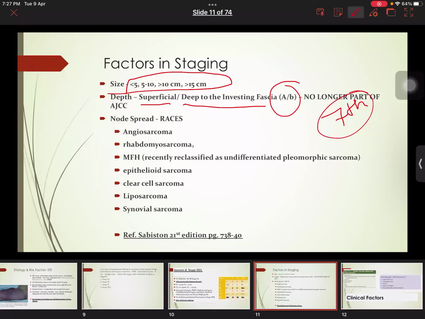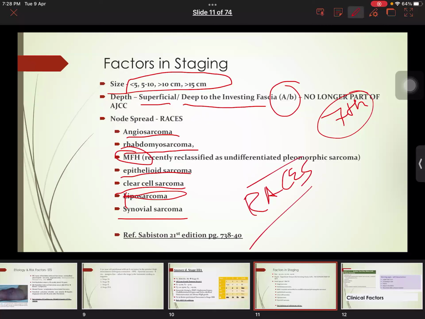As I already said, these are the nodal spread sarcomas. R is for rhabdomyosarcoma. A is for angiosarcoma and alveolar soft part sarcoma. C is for clear cell sarcoma. E is for epithelioid sarcomas. Then you have the synovial sarcoma. Lipo and MFH are also sometimes considered high risk for nodal metastasis, but usually the traditional acronym stands for only RACES: rhabdomyosarcoma, angiosarcoma, alveolar soft part sarcoma, clear cell sarcoma, epithelioid sarcomas, and synovial sarcomas. All these are the factors considered for staging with N1.